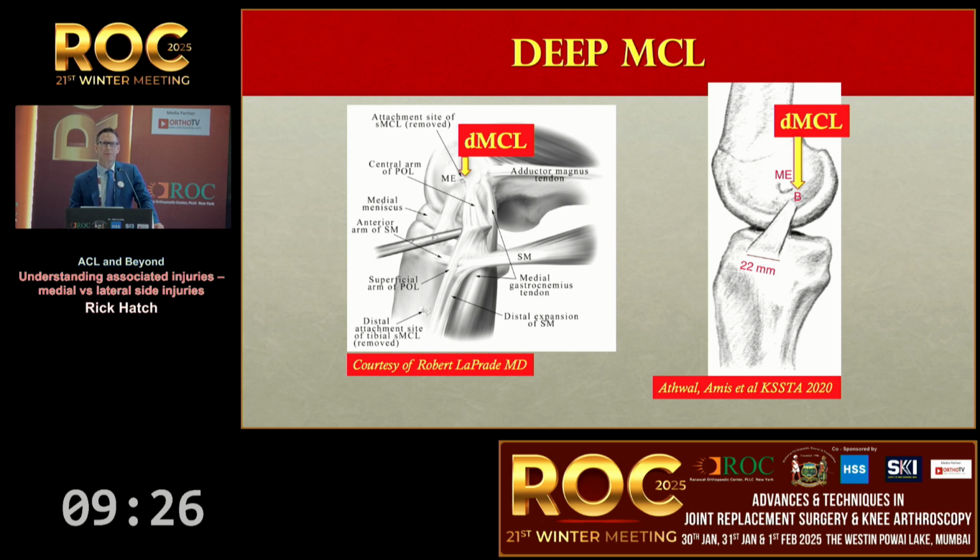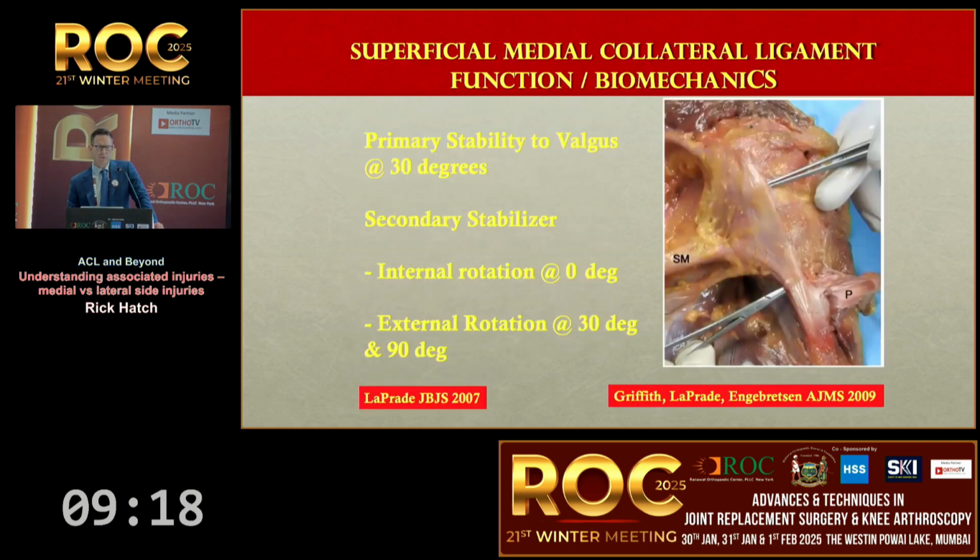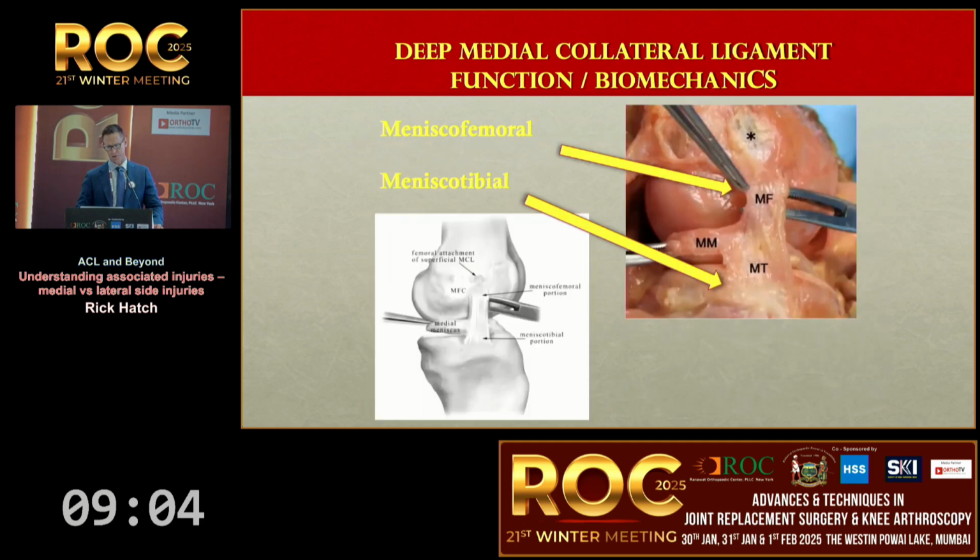And really, there's more data coming out about the deep MCL and its contributions to rotational instability and stability. So as we know, the superficial MCL is the primary stabilizer to valgus at 30 degrees of flexion. It's a secondary stabilizer to internal rotation in full extension, and also external rotation at 30 degrees of flexion and 90 degrees of flexion. If we look more at the deep MCL though, there's the meniscofemoral and meniscotibial components of this.